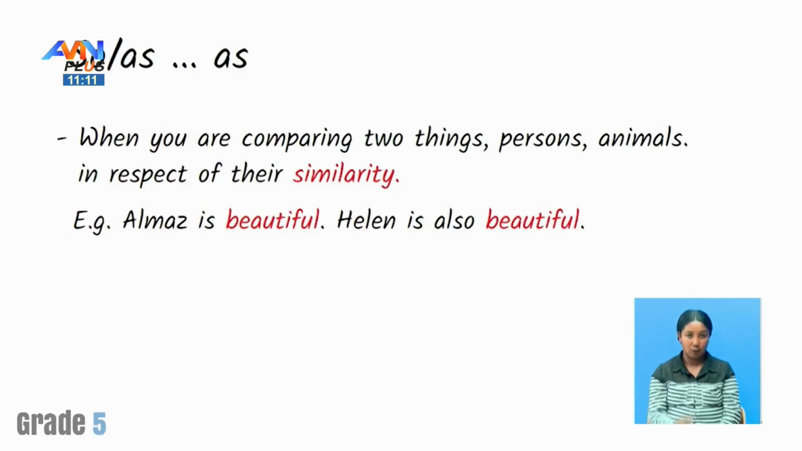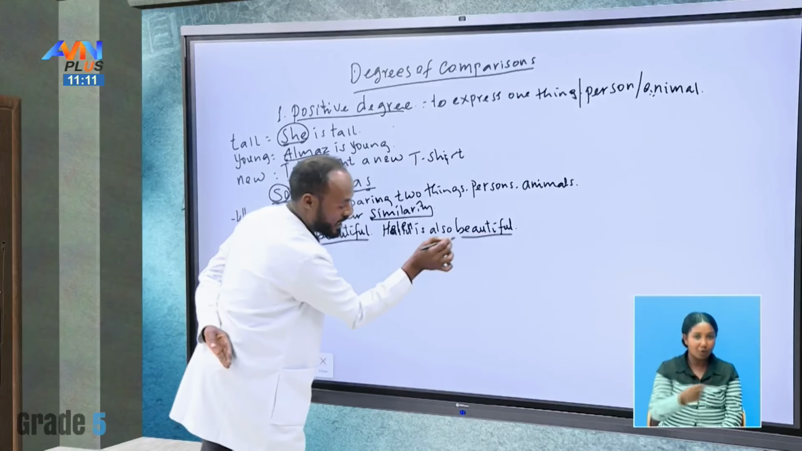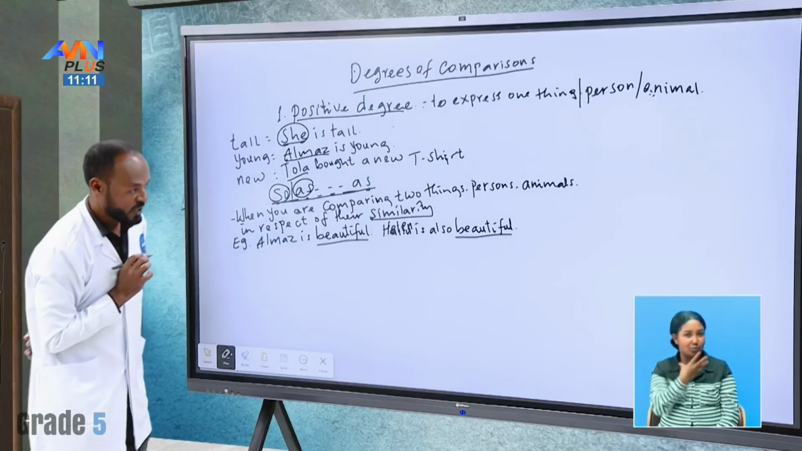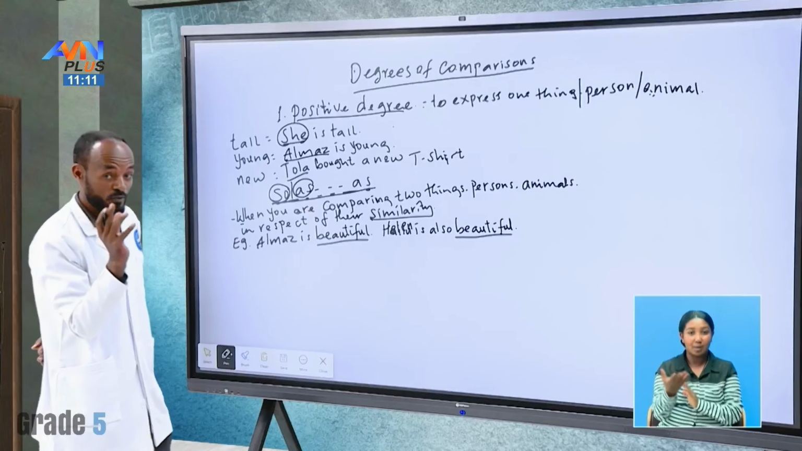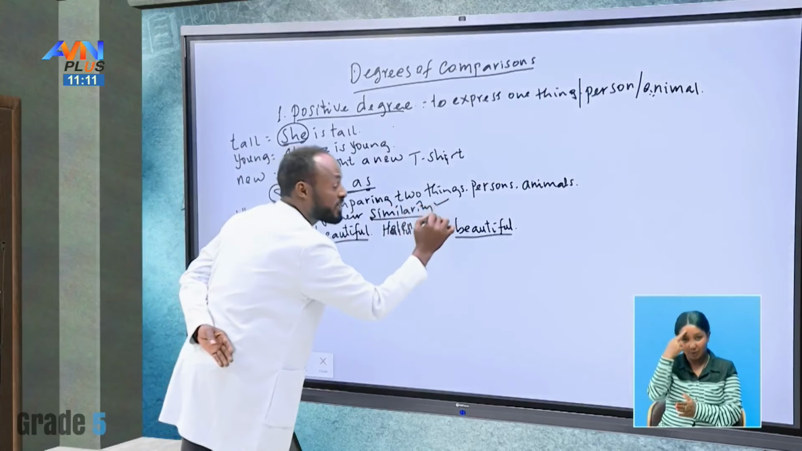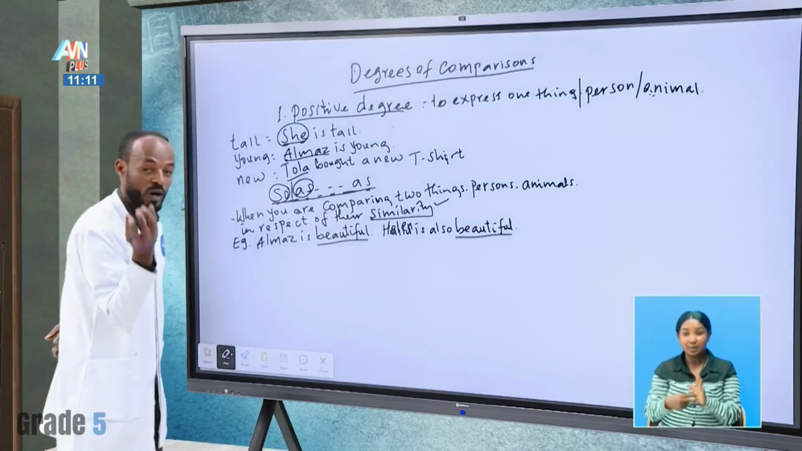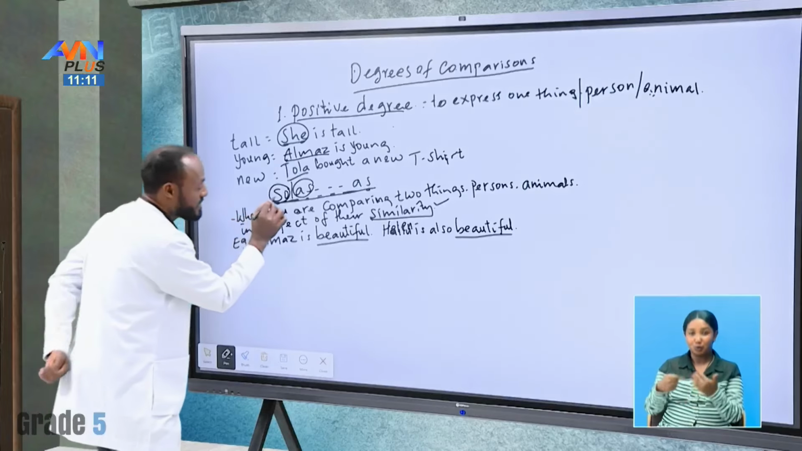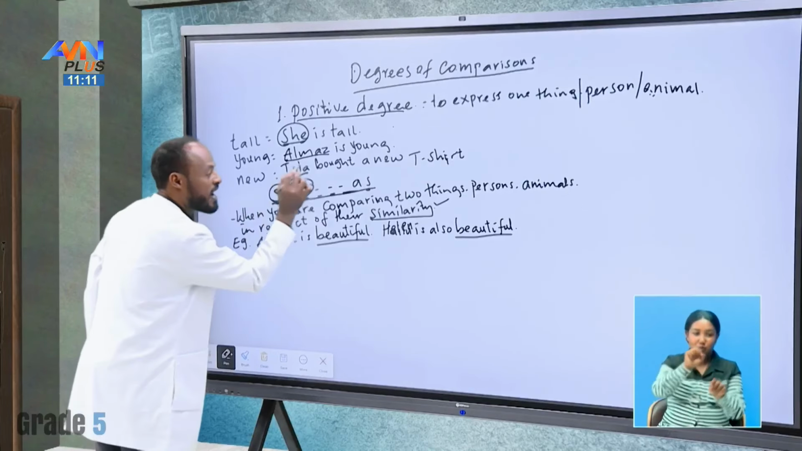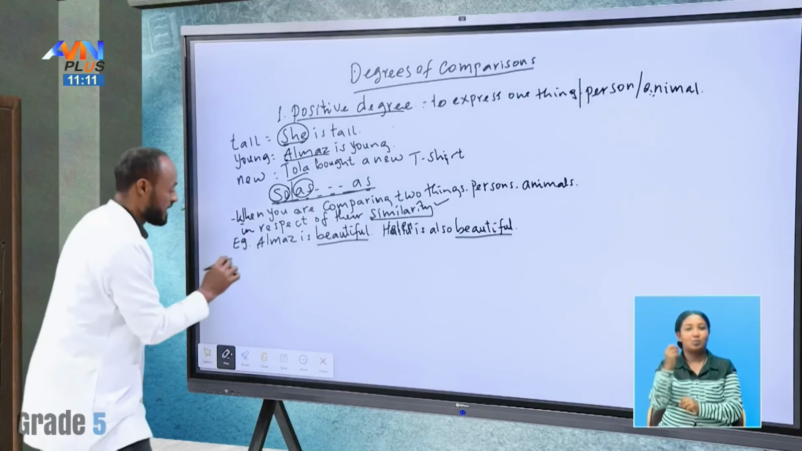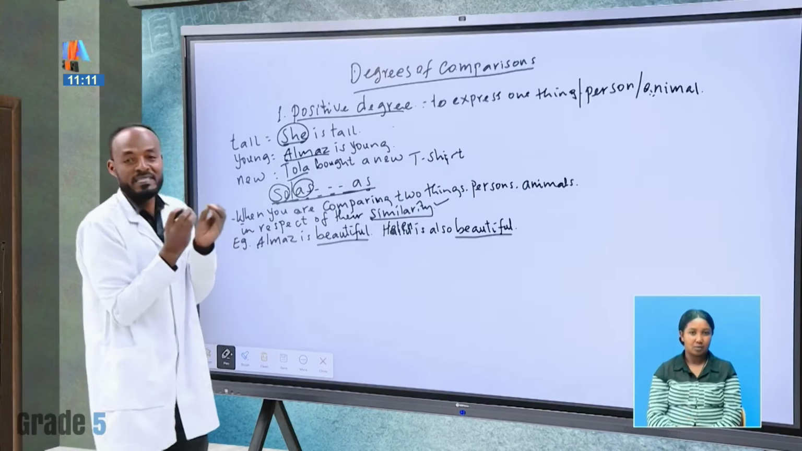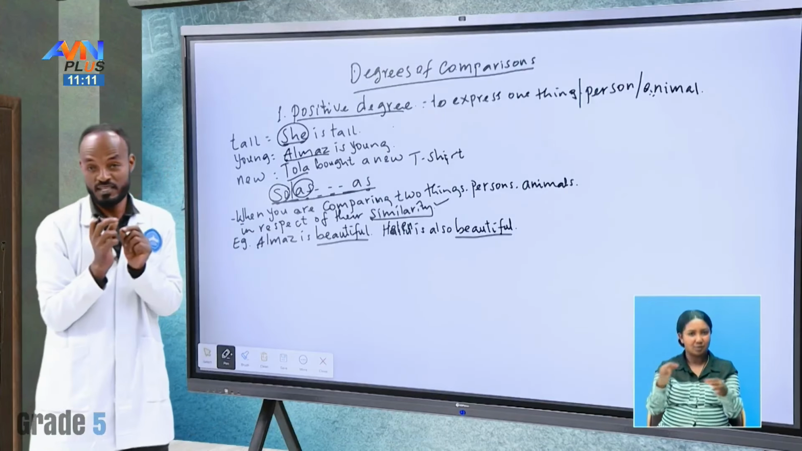Here, we're talking about them. Almaz is beautiful. Helen is also beautiful. Is it clear? Both of them are beautiful because they are similar. This means they have the same quality. So we can use either so, as, or as a structure. We can make them one complete compound sentence.